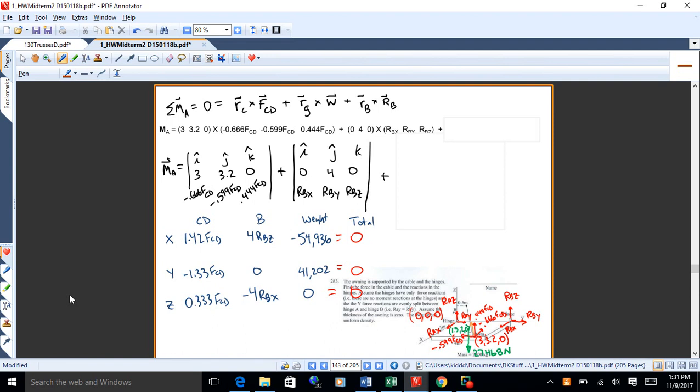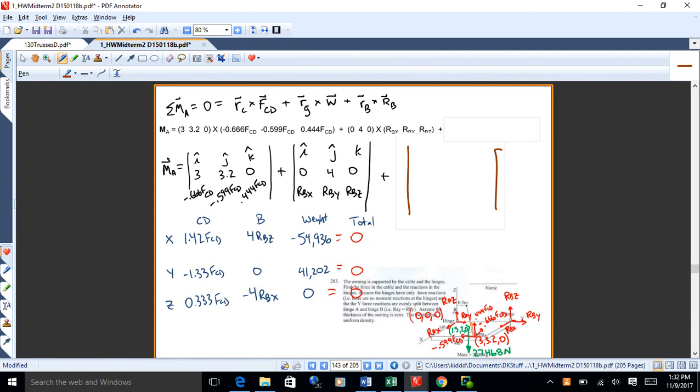Now keep in mind there is an extra term down here that I've kind of blocked out, but it's right there. There are 3 crosses you need to do. One to the cable force, one to the reaction at B, and the last one to the weight at the center of gravity. And then you just get those 3 equations, solve them out, you'll get RBZ, RBX, and FCD.